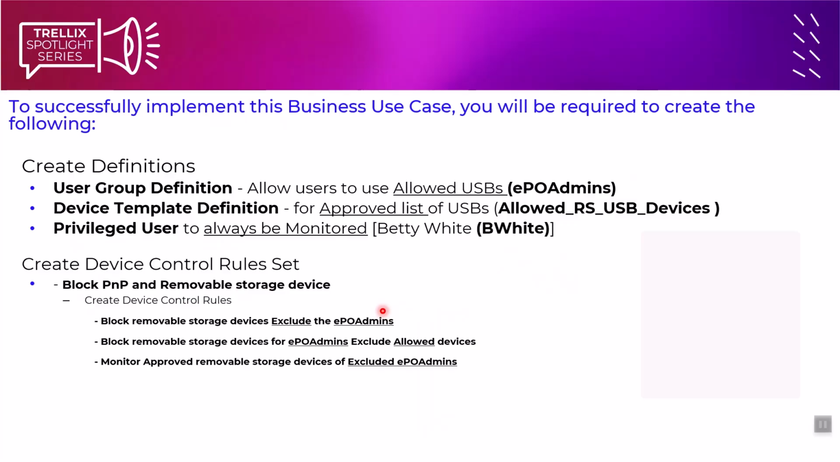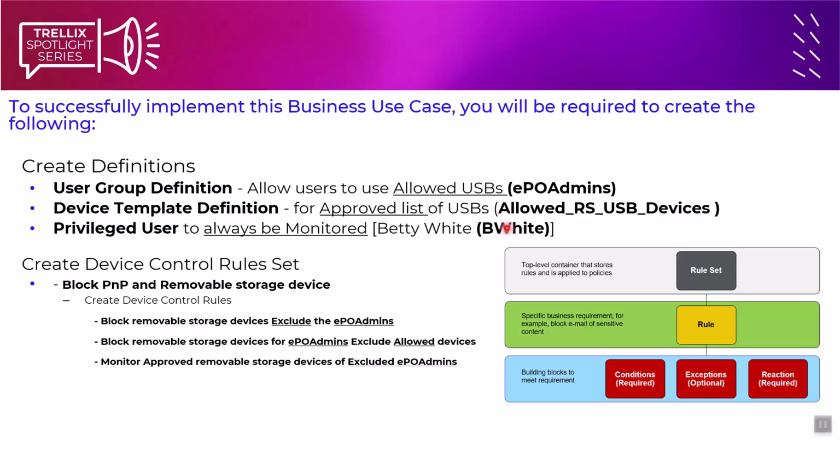Now, to successfully implement the business use case, we'll need to create the following definitions. The user group definition for the allowed users to use the allowed USBs, called EPO admins. Then we'll create a device template definition for the approved list of all of the USBs that are allowed to be used only by the approved users. We're going to call that list of devices definitions allow removable storage USB devices. And then we'll create a privileged user, who is always monitored, and that's going to be Betty White.